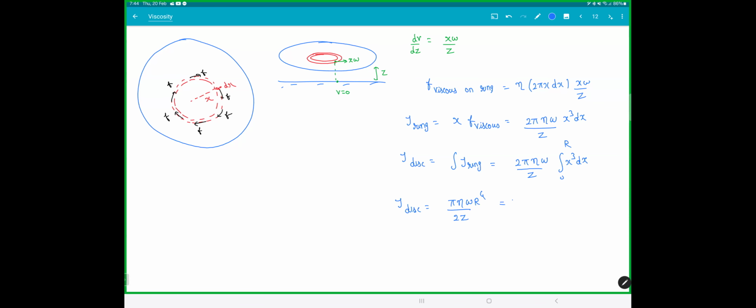Now I know this is equal to I alpha. So this is pi eta omega R power 4 by 2z. I of the disk is mR square by 2. And this will be minus d omega by dt. Alpha is not constant, it's changing with omega. Why minus? Since omega is decreasing.